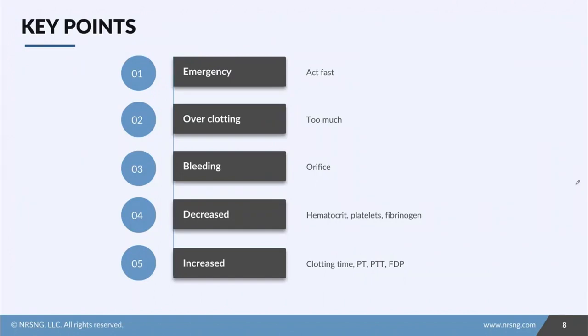There are a few key points to focus on just to kind of bring it all together. I know it's a lot of information. So DIC is an emergency, okay? So we have to act fast, but remember, we always need to do our best to explain to the patient what's happening. We are overclotting. There's way too much clotting happening, and it's not happening properly. So remember, this is going to form tiny clots, which is going to cause thrombosis of the vessels and lead to organ failure if we don't act quick.